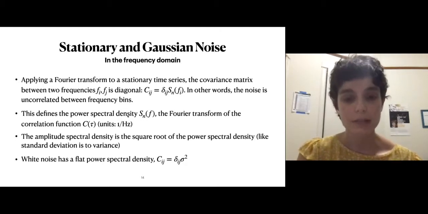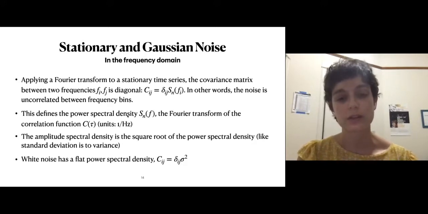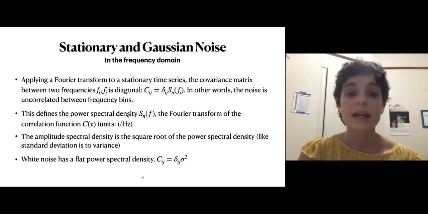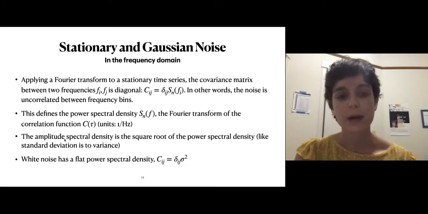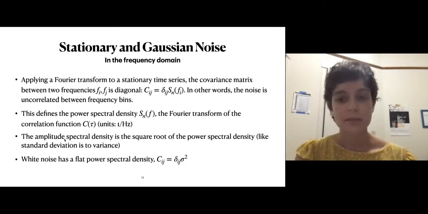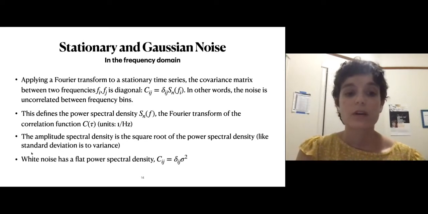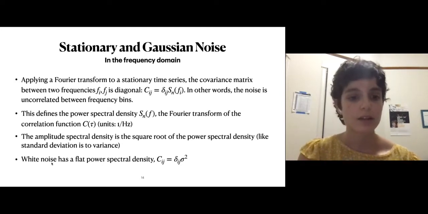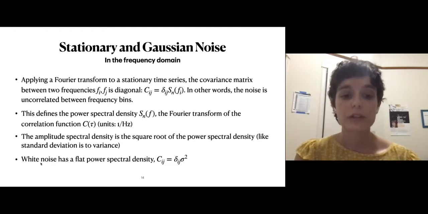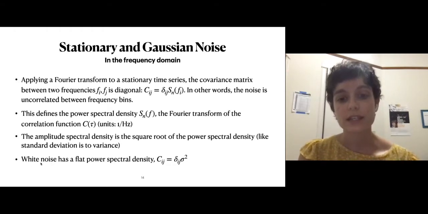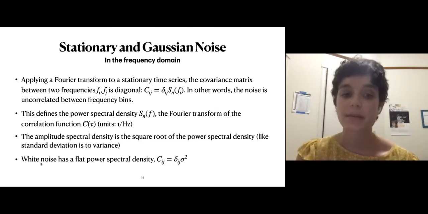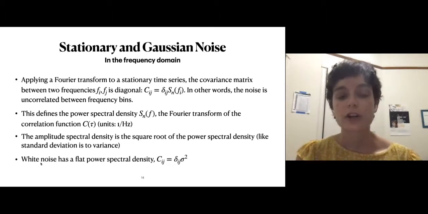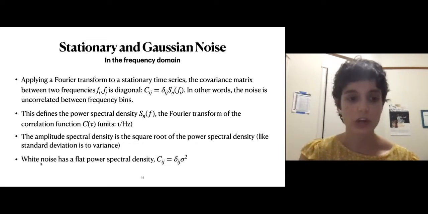We will talk about this PSD a lot throughout this lecture and throughout the corresponding tutorial. The amplitude spectral density, which is another term that comes up, is just the square root of the power spectral density. So it's the same as standard deviation is to variance, right? And for white noise, sometimes when you do these time series analyses, you encounter the term white noise. That refers to when the power spectral density is flat. So it's the same at all frequencies. For gravitational wave detectors, this is generally not the case.